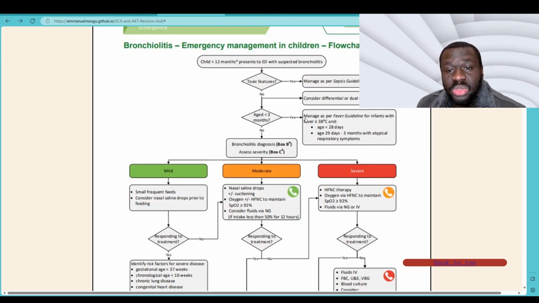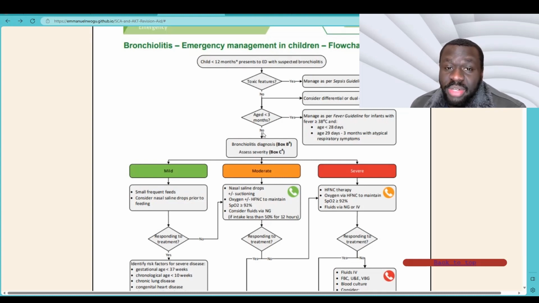Is the age less than 3 months old? If yes, manage as per the fever guideline for infants with a temperature of 38 or more. Age less than 28 days, so a neonate. If the child is older than 3 months, then it is a bronchiolitis diagnosis, assess severity. So if the child is less than 3 months old, you don't rush into making a diagnosis of bronchiolitis, because you know that child is at high risk of mortality if there's actually an ongoing severe bacterial infection in that chest. You need to have a very low threshold for initiating antibiotics in a child less than 3 months who has a temperature of 38 degrees or more.